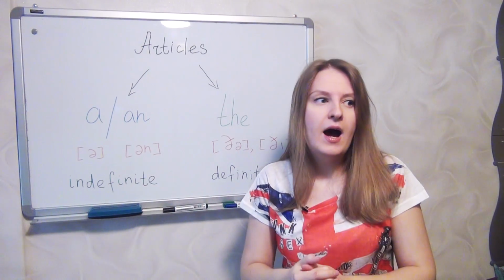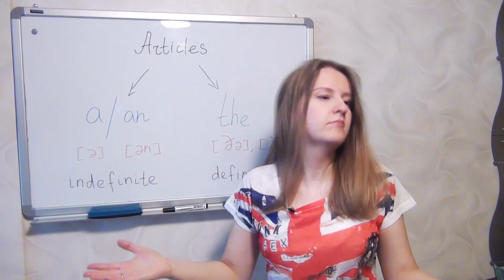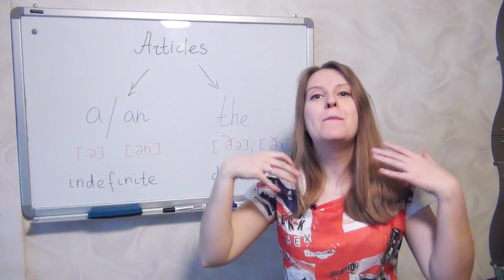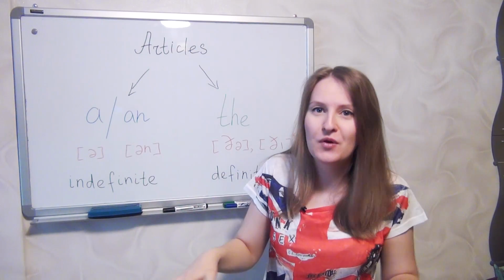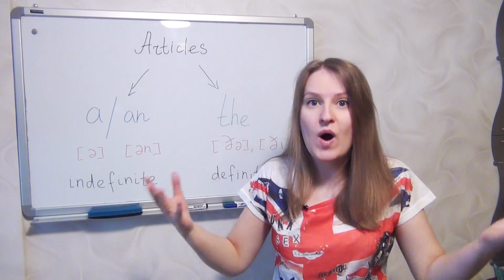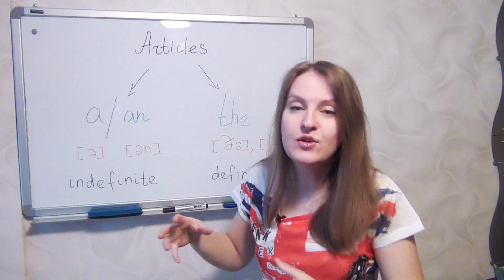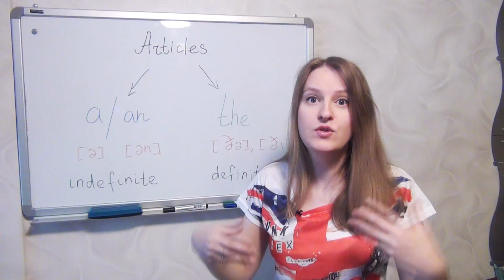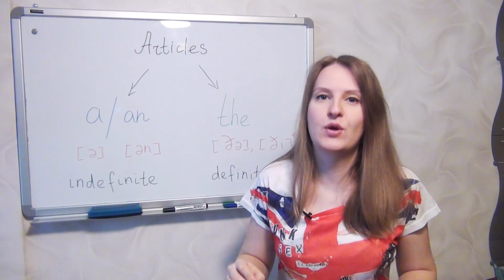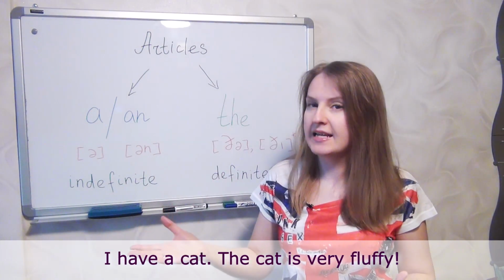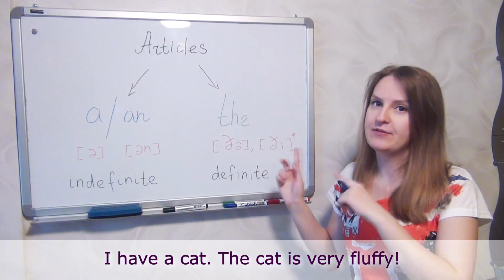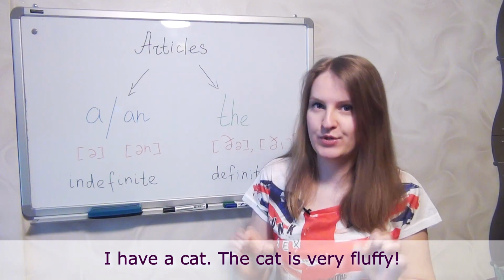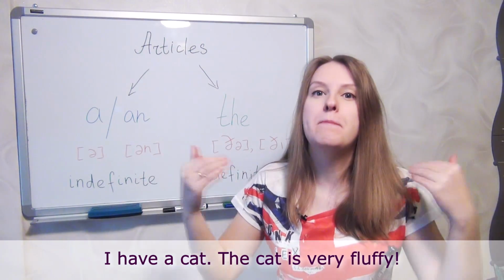So for example, I have a cat. A cat. Why a cat? Because there are millions of cats around the world and my cat is just one of many. If I continue talking about my cat, I will refer to it as the cat, because you know already which cat I'm talking about. So I have a cat, the cat is very fluffy. Now in the second sentence you know what cat I'm talking about, the exact cat, my cat.